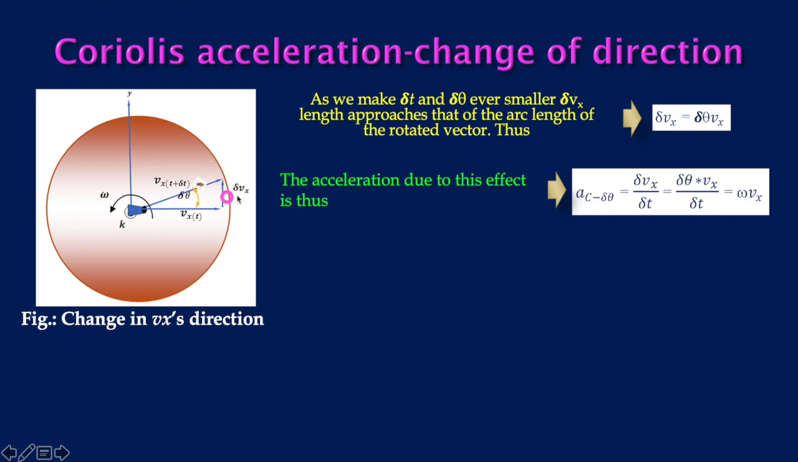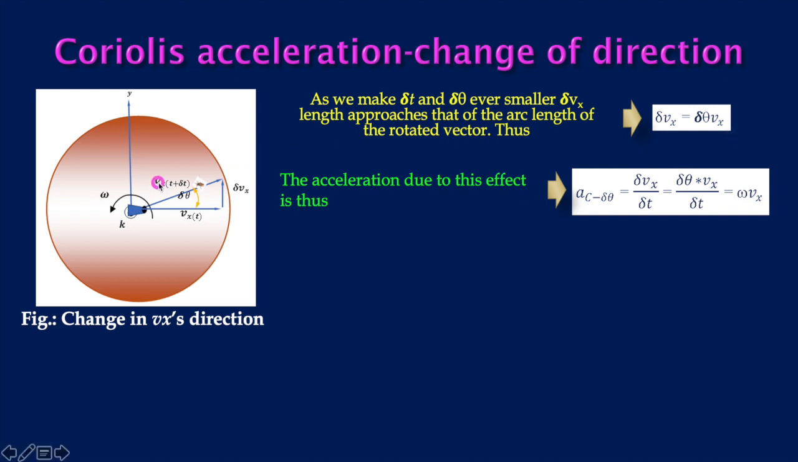Now this del vx also can be written as the arc of this radius. So arc length del vx equals radius vx into del theta. This equation here.